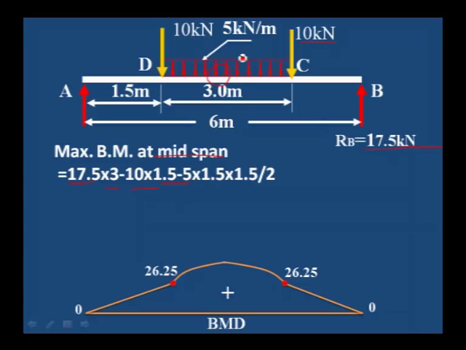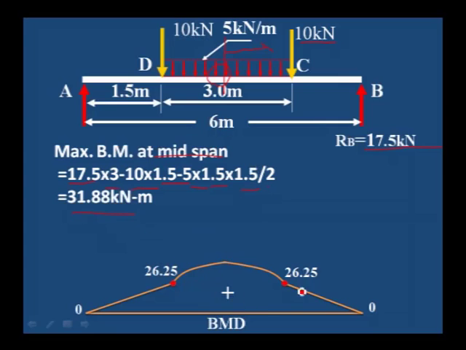minus the uniformly distributed load 5 into... half section only we are considering. Load half, so it is 5 into 1.5 distance only. We are not considering the left side of the load, only the half portion, which is 1.5 distance of uniformly distributed load, into that acts at the center of the half portion, that is 1.5 divided by 2.